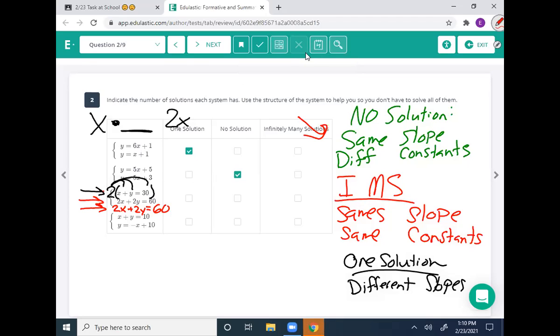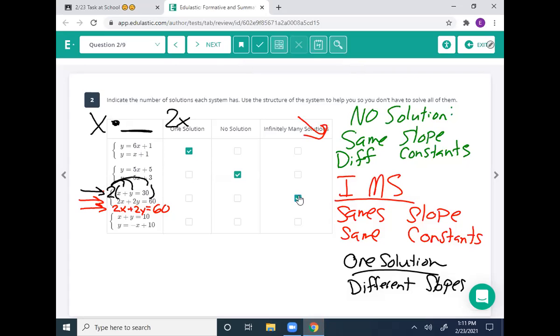Same slope, same constant. The numbers in front of the variables are the same. So what do we think, using this idea of these different solutions here, we haven't explicitly talked too much about this one, what might you think the solution might be for this one here? Olivia, what were you thinking? Infinitely many solutions. And why do you think that? Because it has the same slope and the same constant. Very good. Our constant is the same, 60. And those variables, those slopes, are the same. So this one would be infinitely many solutions.